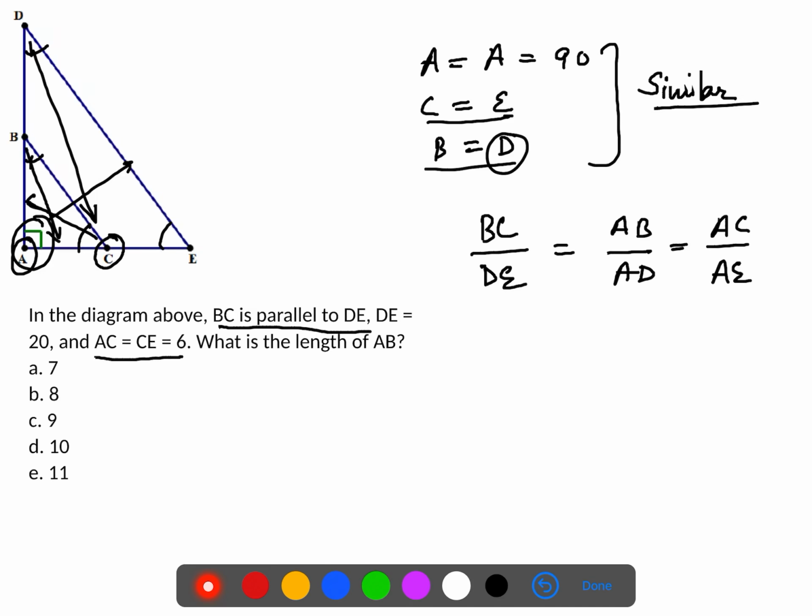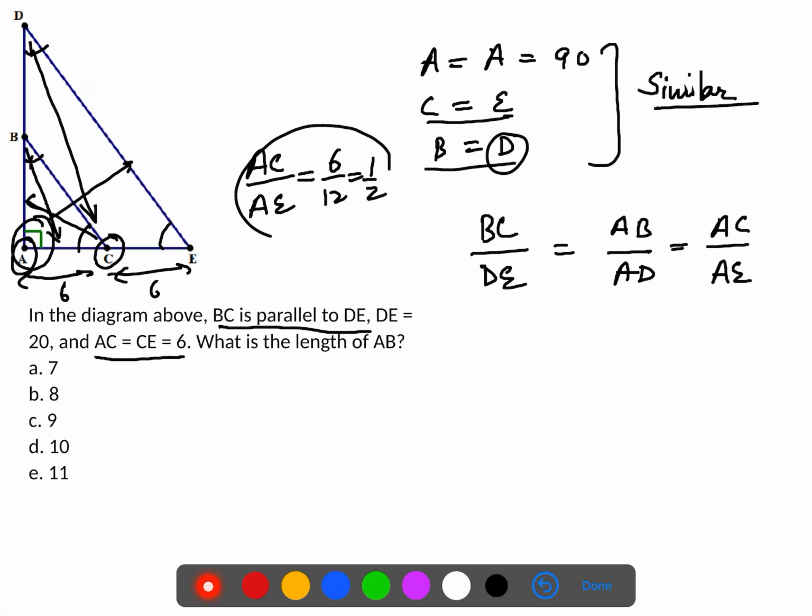And it says AC is 6 and AE is 12. So AC is 6, AE is also given. Can I say AC upon AE would be 6 by 12 or 1 by 2? So that means every side ratio is 1 by 2. Okay. So what I need to calculate is AB. So AB is to be calculated. Okay, now DE is given as 20.